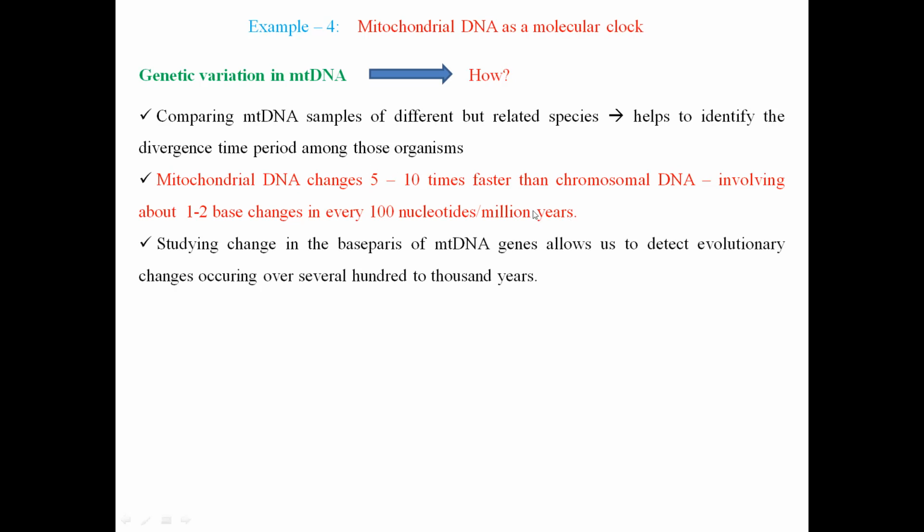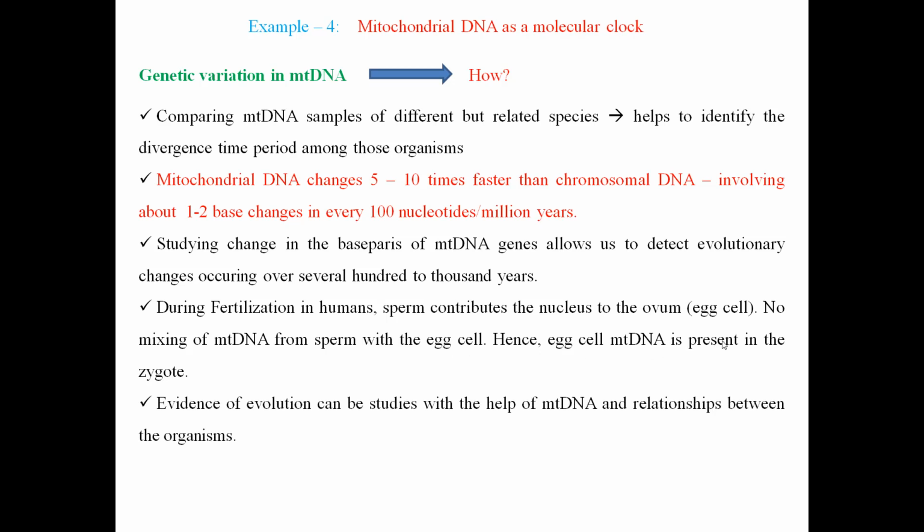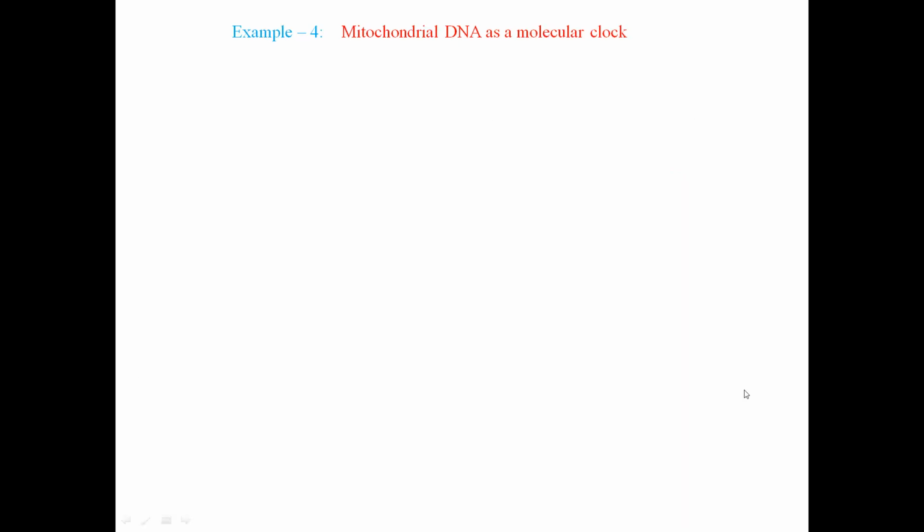Studying changes in the base pairs of mitochondrial DNA allows us to detect evolutionary changes occurring over several hundreds of years. During fertilization in humans, the sperm contributes the nucleus to the ovum, the egg cell. There is no mixing of mitochondrial DNA from the sperm with the egg cell. Hence, the egg cell's mitochondrial DNA is present in the zygote, so the mother's mitochondrial DNA is passed to the rest of the generations. Evidence of evolution and the relationships between organisms can be studied with the help of mitochondrial DNA.